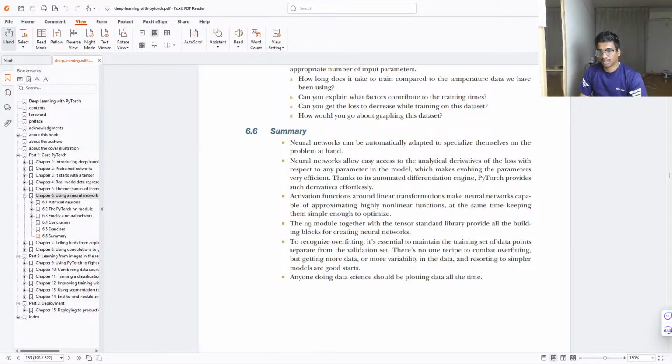There is no recipe to combat overfitting, but getting more data or more variability in the data and resorting to simpler models are a good start. Anyone doing data science should be plotting data all the time.